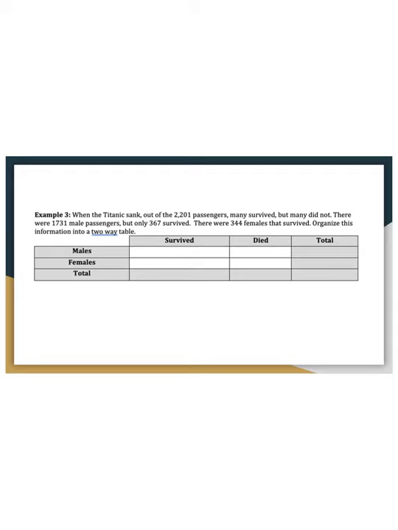To begin with, we're going to start off with our total amount. So we know that there were 2,201 total passengers. We also know that there was a total of 1,731 males. And then we have 367 males who actually survived. So we'll put that here. And last but not least, we have 344 females that survived. Okay, so this is all the information that is given to us from our chart.